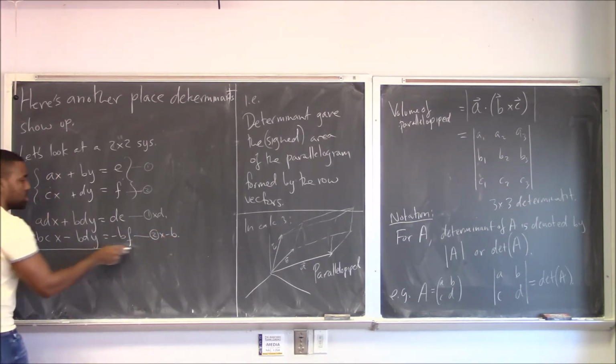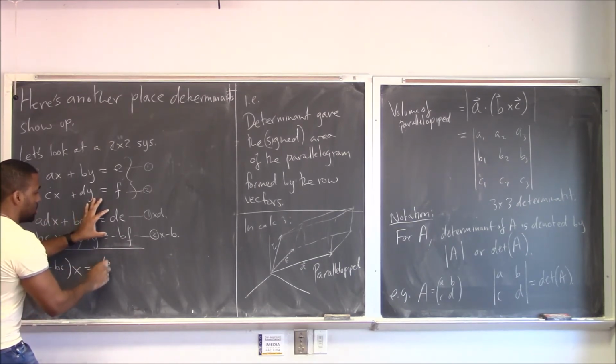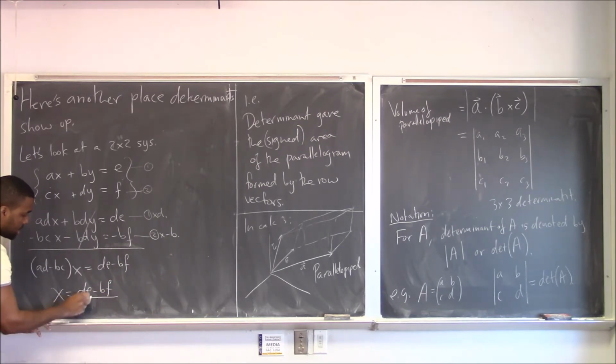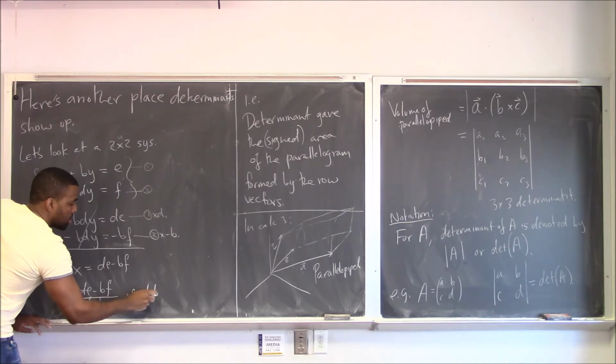Then I can add these two guys together. Notice that that would kill the y values, and I'll be left with x values. Right? I will have AD minus BC x's equals DE minus BF. Or in other words, x would be equal to DE minus BF over AD minus BC, if AD minus BC is not equal to 0.